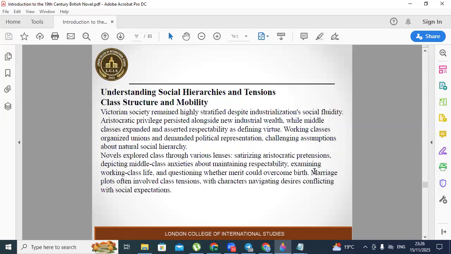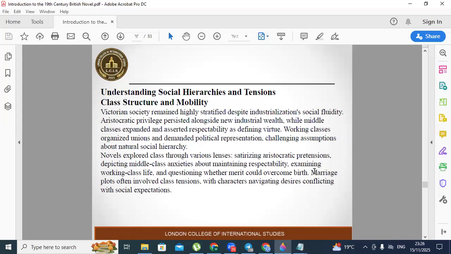Underlying social hierarchies and tensions: class structures and mobility. Victorian society remained highly stratified despite industrialization's social fluidity. Aristocratic privilege persisted alongside new industrial wealth, while the middle classes expanded and asserted respectability as a defining virtue. The working class organized unions and demanded political representation, challenging assumptions about natural social hierarchy.